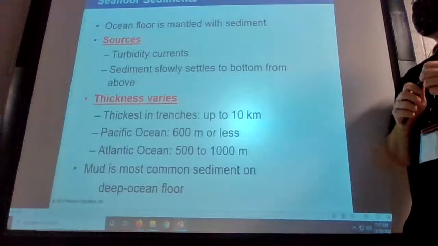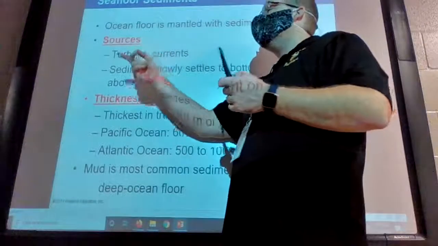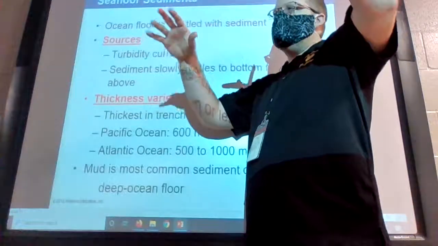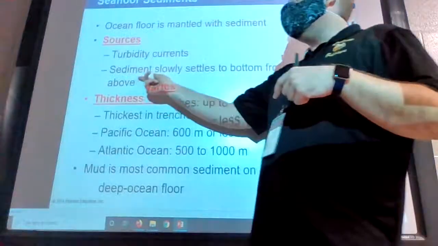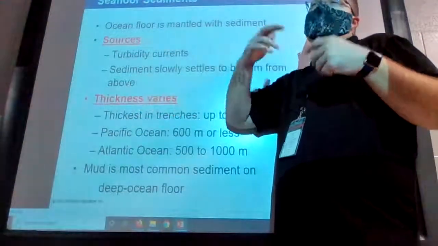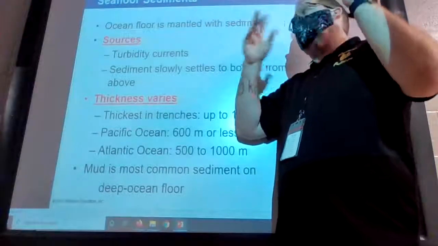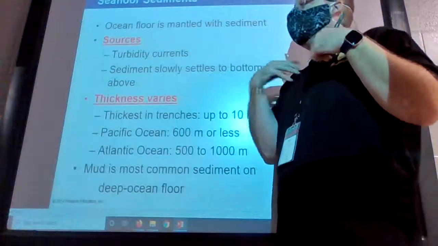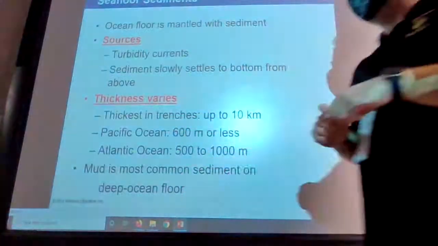So seafloor sediments, they're going to talk about seafloor sediments and how they build up a little bit. Your sources for your seafloor sediments are going to be turbidity currents, which are going to bring the sediments from on land or on the continental shelf down into your deep ocean areas, or sediment that slowly settles to the bottom from above. And what they're talking about here is from living things in the ocean column, all the tiny little plankton and little fish and all sorts of other small organisms. When they die, if they have any hard parts, or even if they don't, their bodies settle down to the bottom of the ocean and just kind of pile up on the ocean floor.